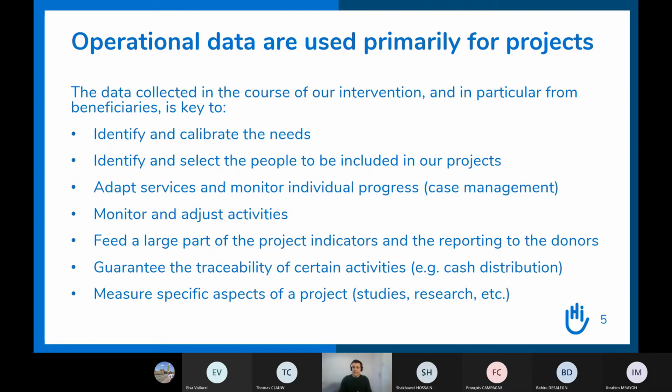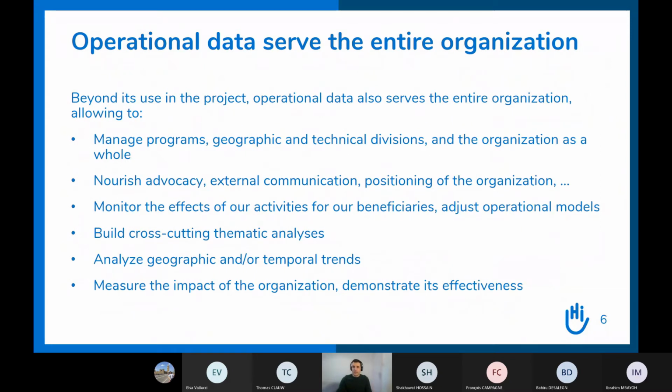And we can also collect data to measure specific aspects of a project. For instance, if we are going to do a specific research on a given topic, then we are going to collect data for this research. So these are only examples, but just to show you that just for the purposes of one project, there are very different reasons, different opportunities to collect data. But what I want to tell you also is that usually the primary reason for collecting these data is to answer a need within the project.